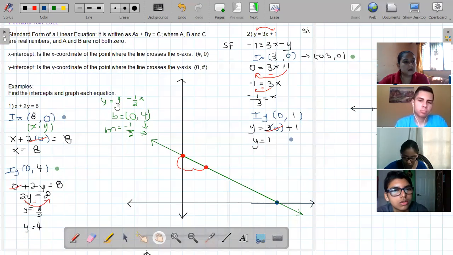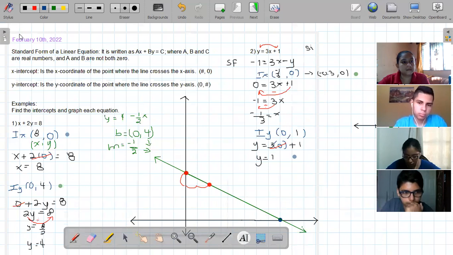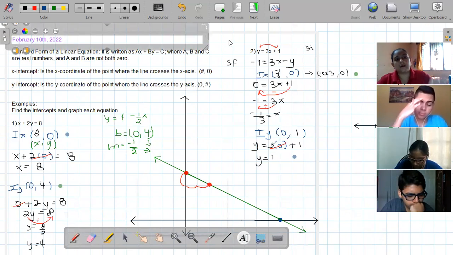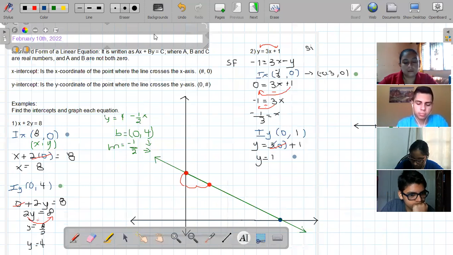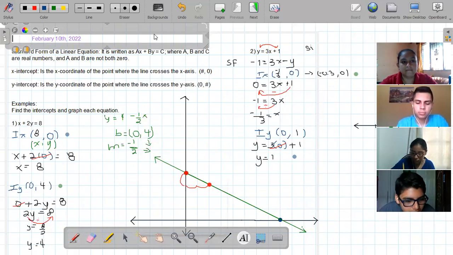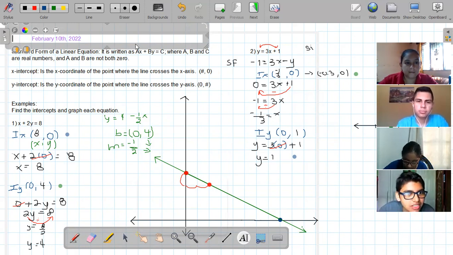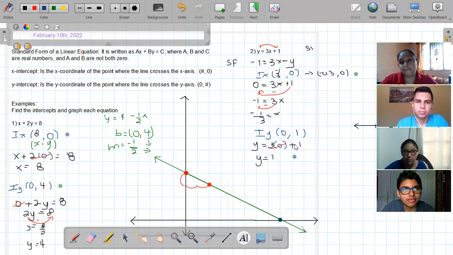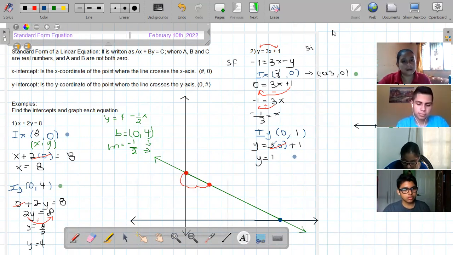Let's place the name of the topic. What is the topic's name? As usual, it's in there. Intercepts. Nope. Linear equation. Standard form. Standard form equations. And that is the topic of today. Any question, guys? No questions? Okie dokie then. This is the topic for today.